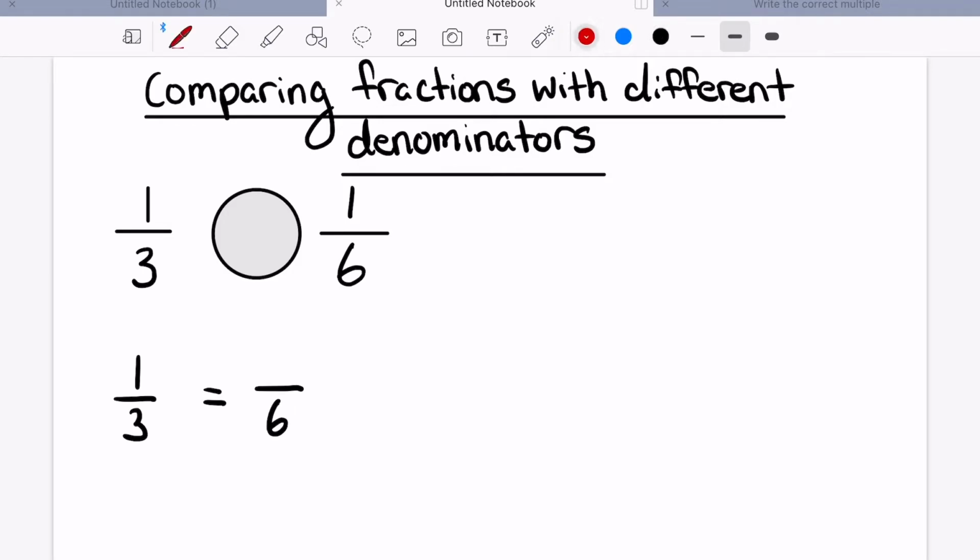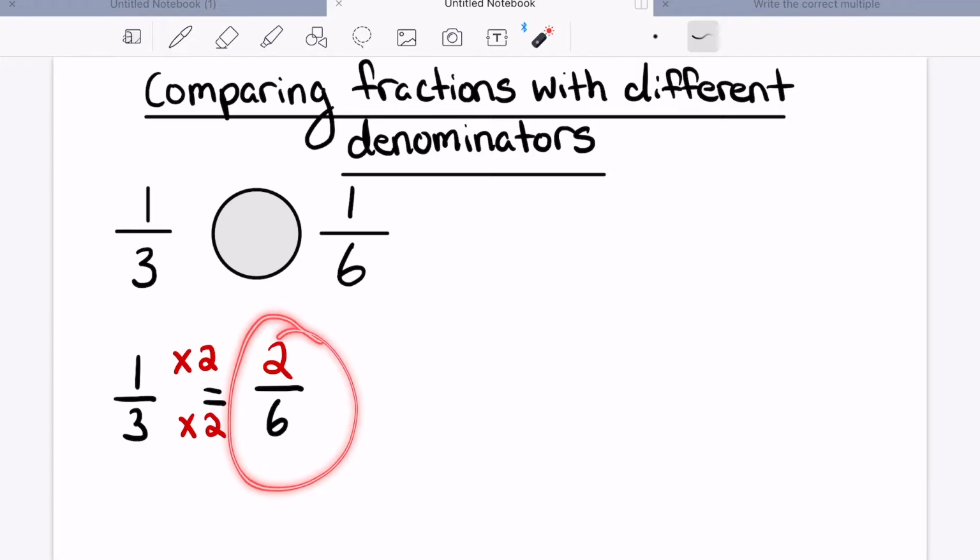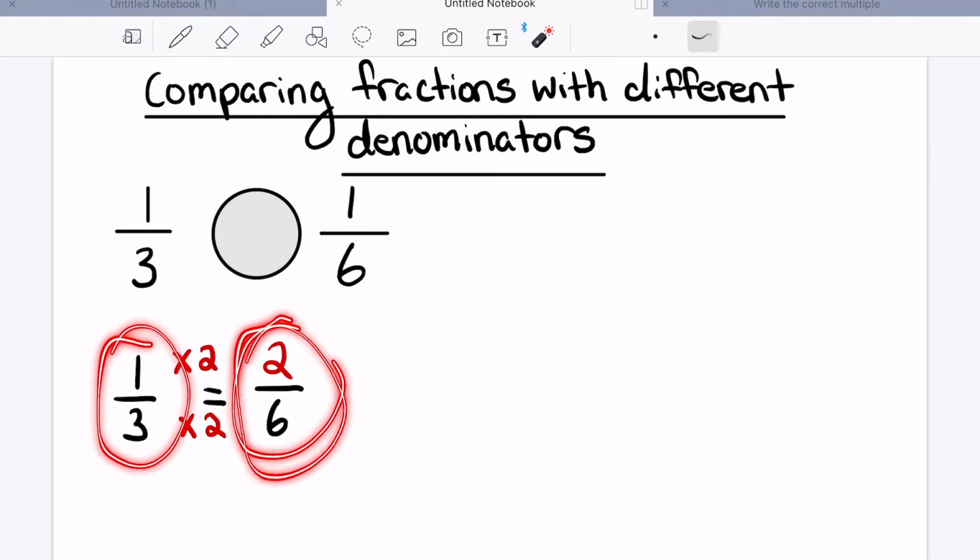What do we have to do? We have to do times 2. So if we do times 2 to the denominator, we have to do times 2 to the numerator. So 2 times 1, 2 times 3. 2 times 1 is 2. So here we see 1/3 is the same as 2/6 when we convert 1/3 into 2/6, because this is an equal fraction. These are equivalent, right?